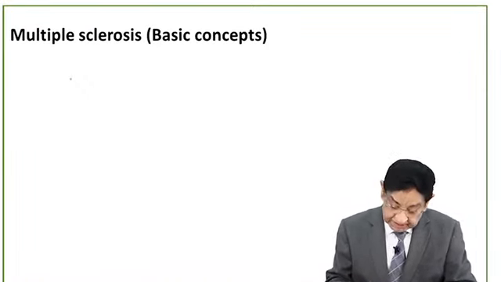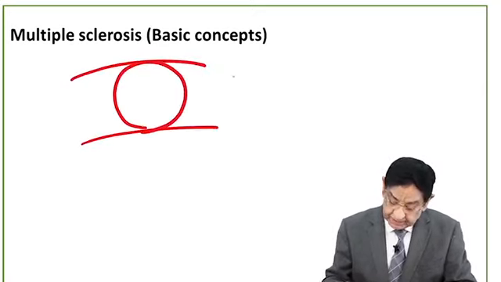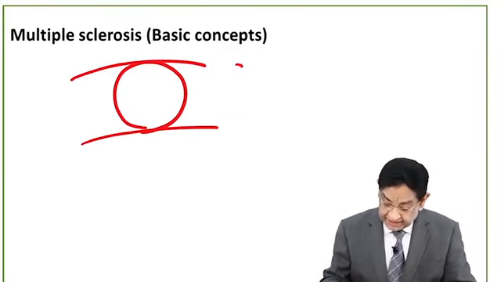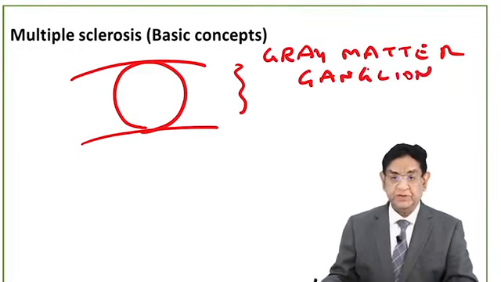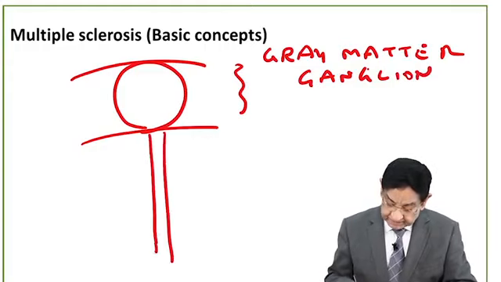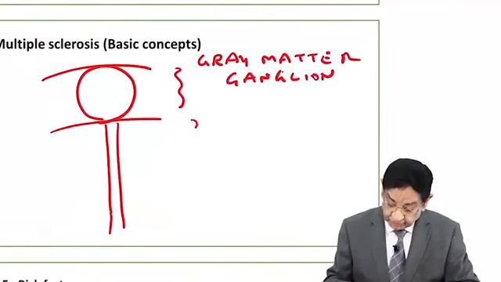So basic concept, this is the cell body. And we all know very well the cell body of every neuron lies in the gray matter or in a ganglia. This is a universal truth. And the fibers lie in the white matter. Okay? They lie in the white matter.